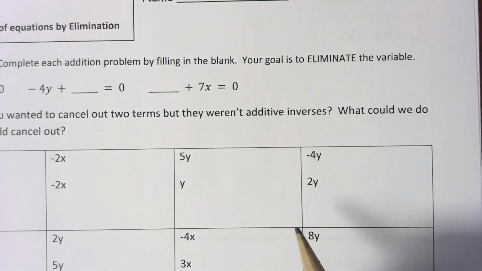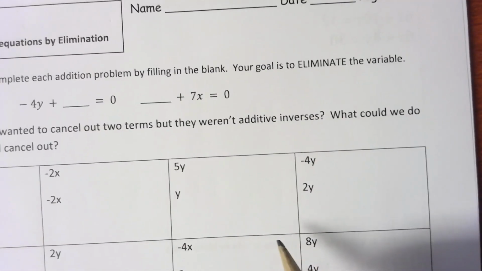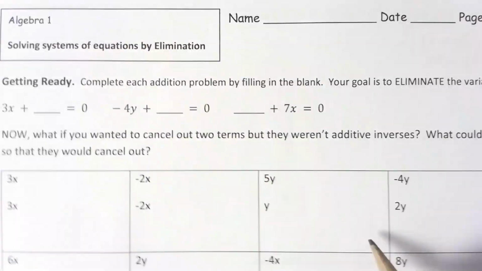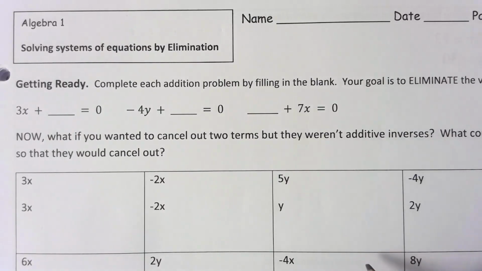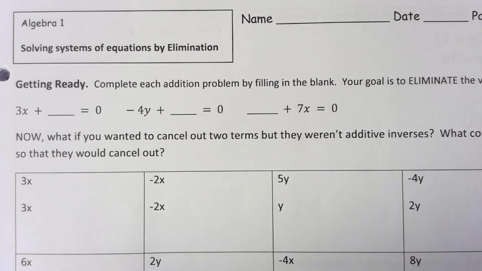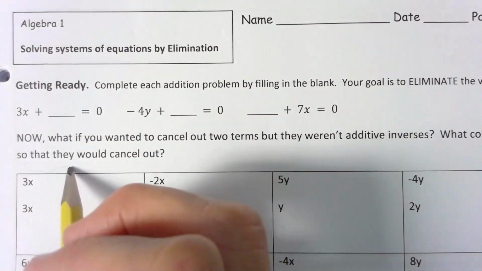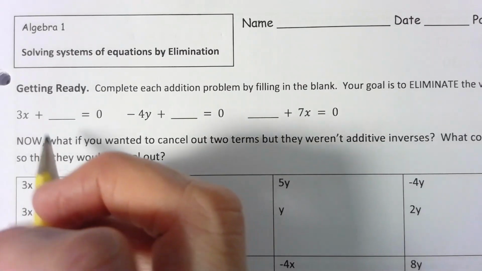Okay. Now, to get ready for today, this is called the elimination method. Last time we learned substitution and how to solve an equation with substitution. Today we're going to work on a different method. It's also an algebra method, called the elimination method. To understand how it works and why it works, I want you to be thinking, how could I fill in these blanks so that I get 0, so that the variable is eliminated?